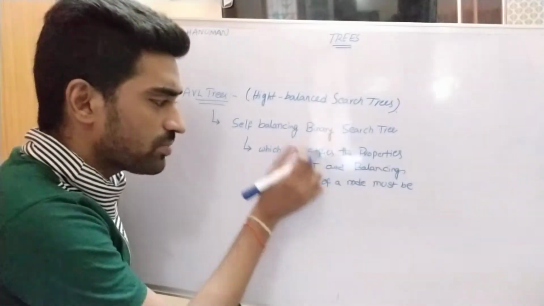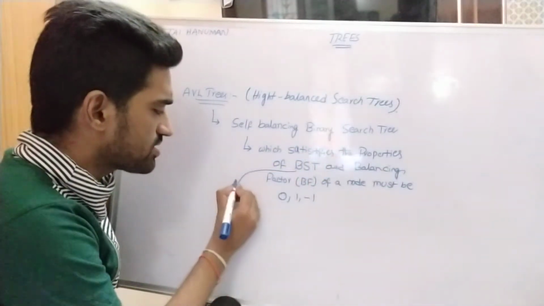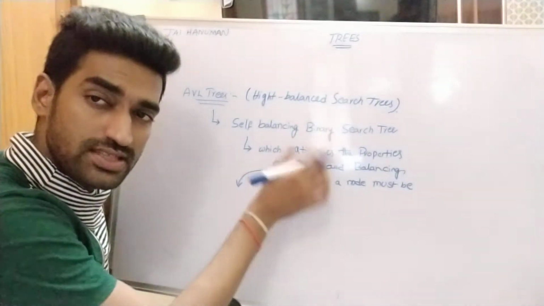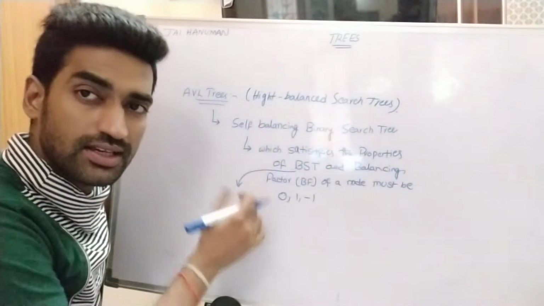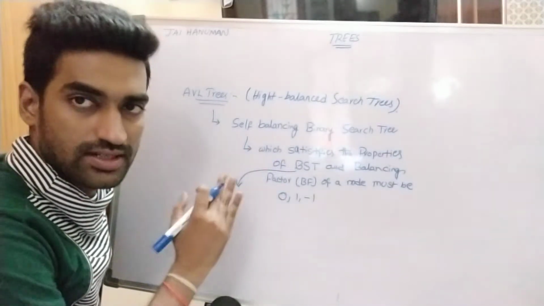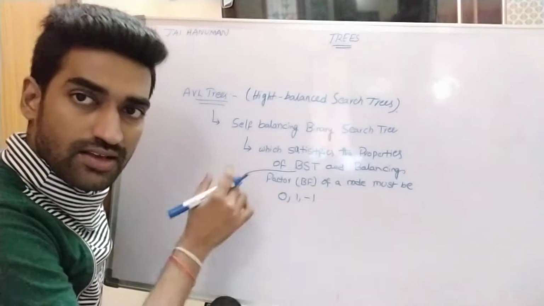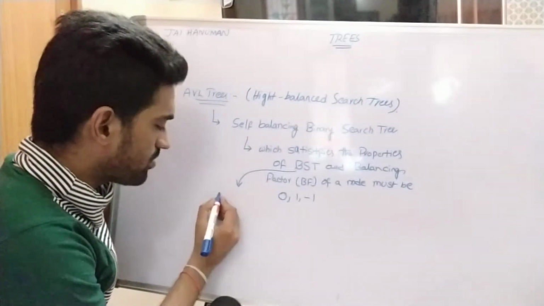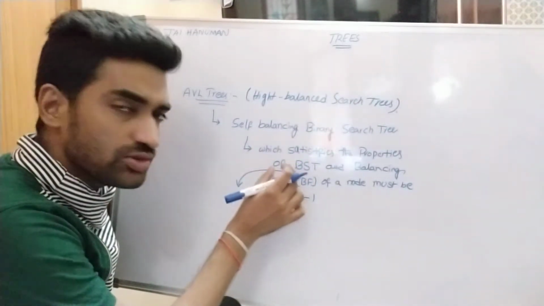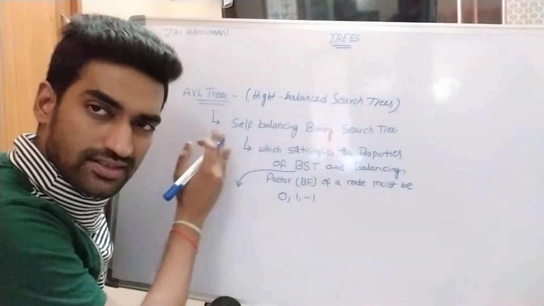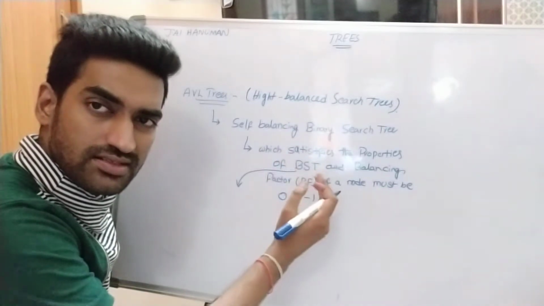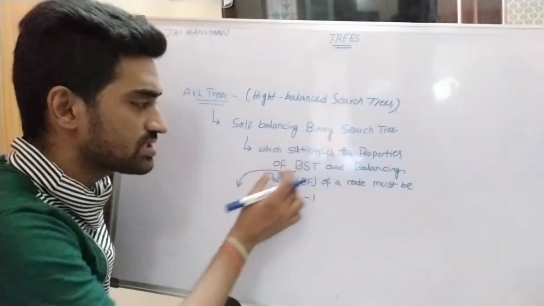So what are the properties of a binary search tree? It satisfies the properties of a binary tree, which contains at most 2 children, which means either 0 children, 1 child or 2 children for every parent. In addition to that, less value children are present in the left subtree and greater value children are present in the right subtree, right? So those are the properties of a binary search tree.